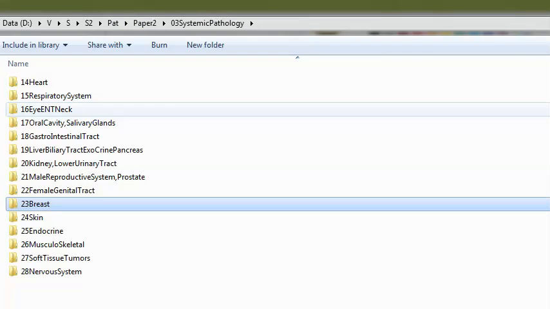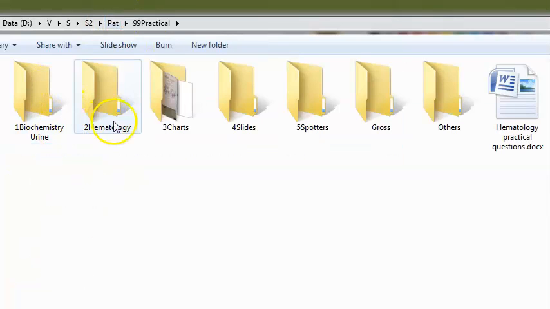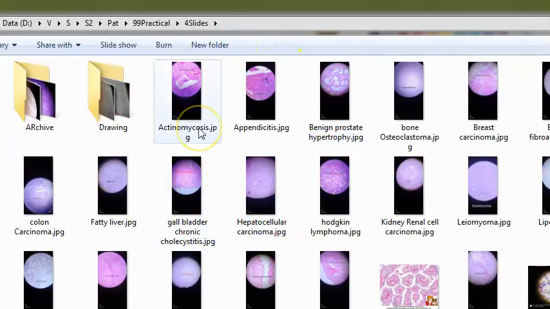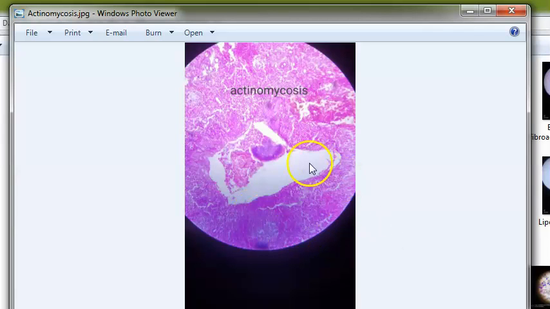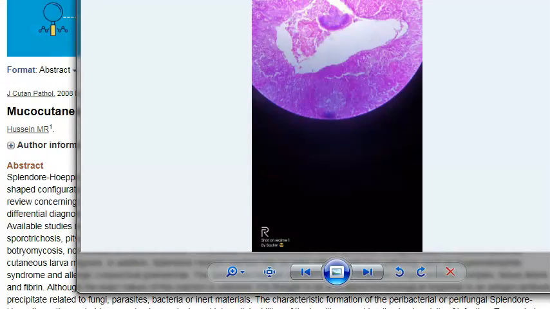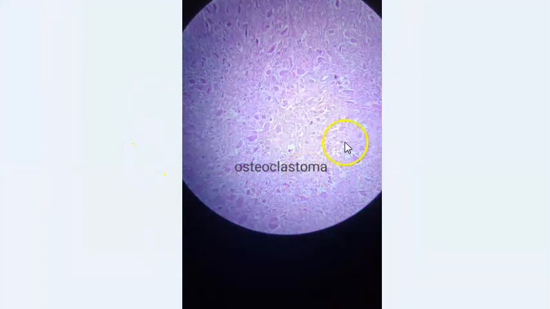Now, when it comes to practical, let's go to practical now. Let us say the histology slides. Basically you have to identify the slide. Actinomycosis, purple, very easy. It's nothing but sulfur granules. What do you think this is? Easy. Osteoclastoma, look at the giant cells. So it is not so difficult if you keep practicing and learn specific points.